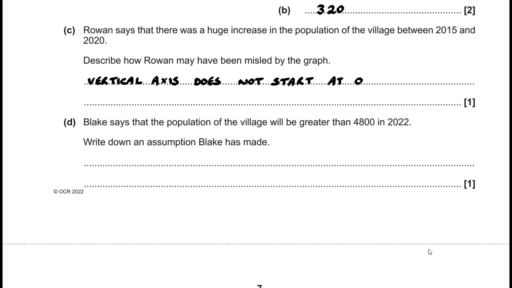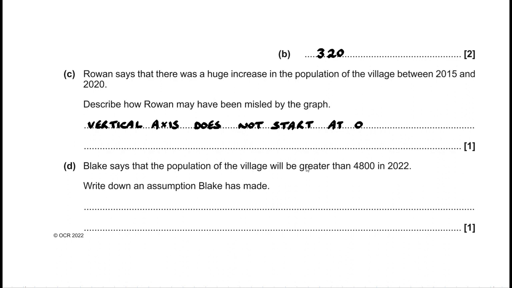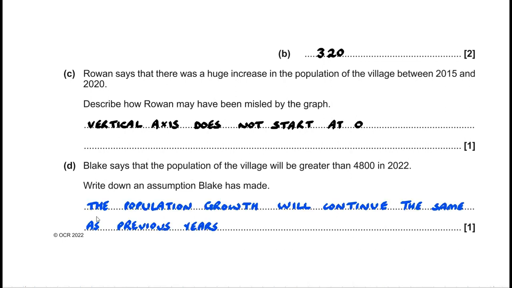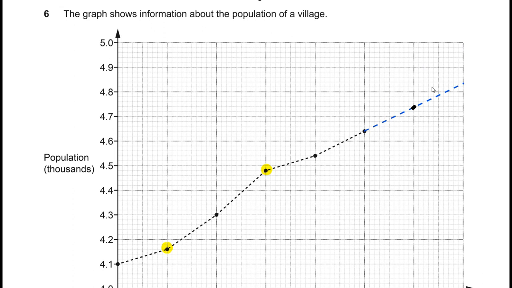For part D, Blake says that the population of the village will be greater than 4,800 in 2022. Write down an assumption that Blake has made. So the assumption Blake has made is the population will continue the same as previous years. So if we consider the same rate, we have something above 4.8 thousand.